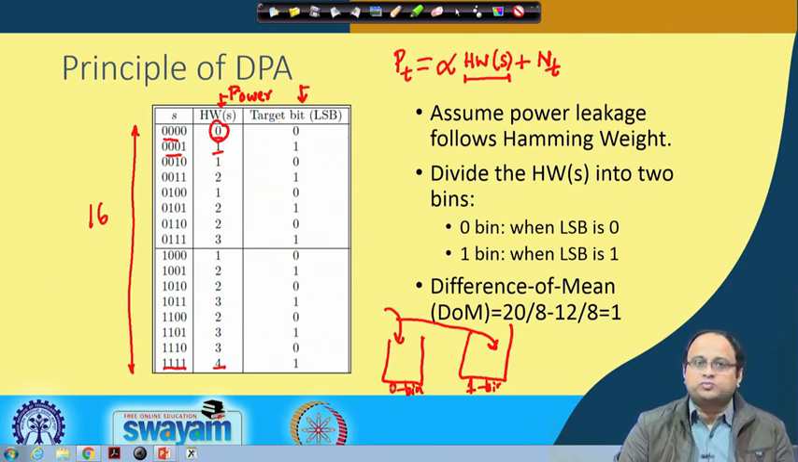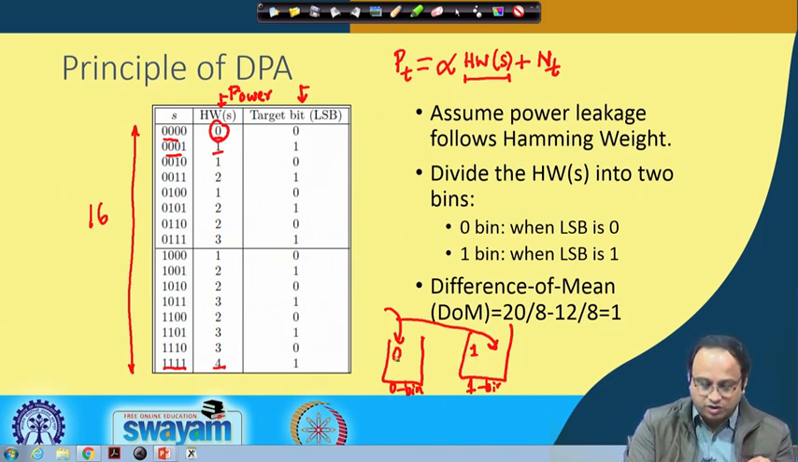So, I put it in the 0 bin if the LSB is 0, I put it in the 1 bin if the LSB is 1. Okay. So, therefore, you can easily see that the first Hamming weight S here, HWS, will go to the 0 bin, right. So, 0 goes here. Next, you have got HWS is 1. Okay. So, this goes to the 1 bin. Okay. Next, you have got another one, but this one now goes to the 0 bin. Okay. The next 2 goes to the 1 bin.